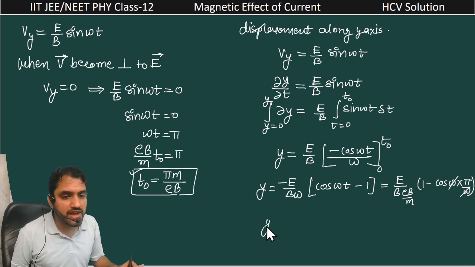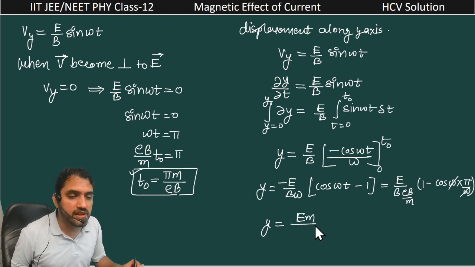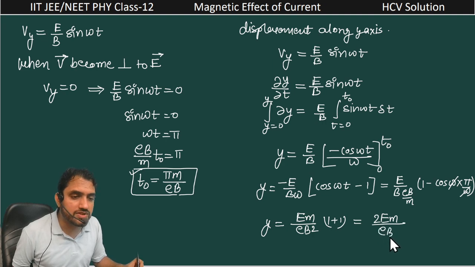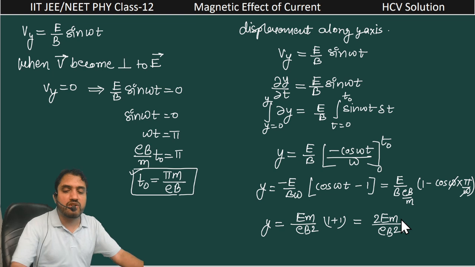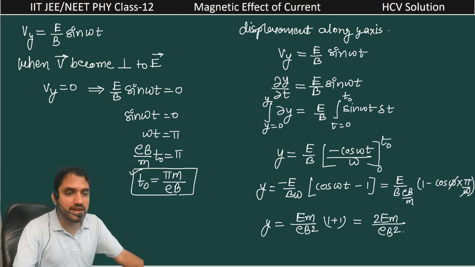So this y component is equal to E into m divided by e into B square, and it will become 1 plus 1. So finally we are getting 2Em divided by eB square. That is the displacement along the y axis. Thank you very much.